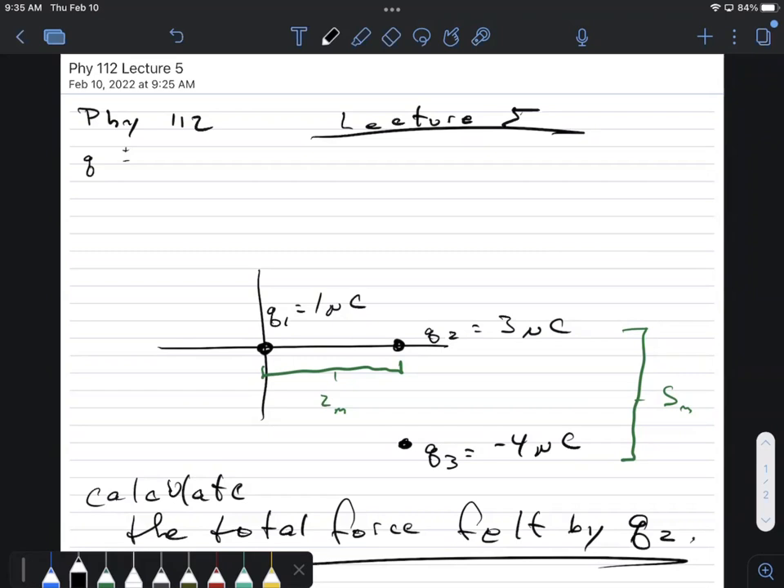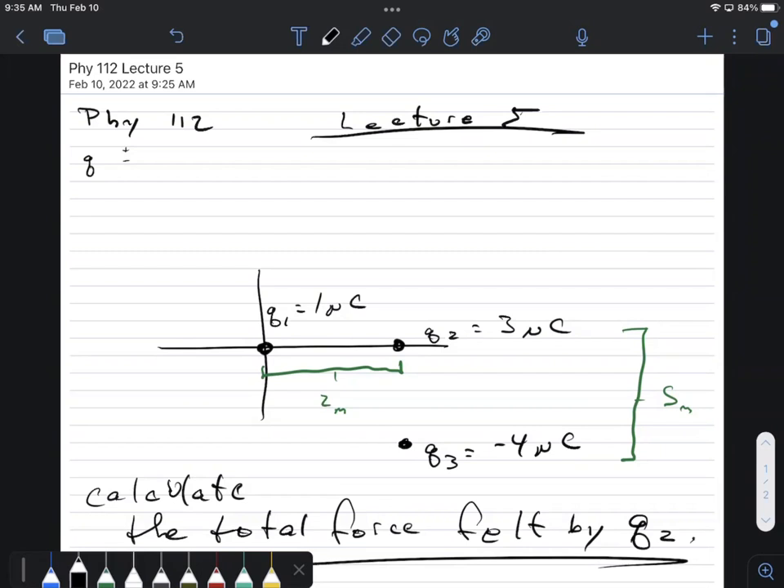However, the magnitude of the force, how big the force is, doesn't care if they're positive or negative charges. All it cares about is how strong the charges are, and how far apart they are.